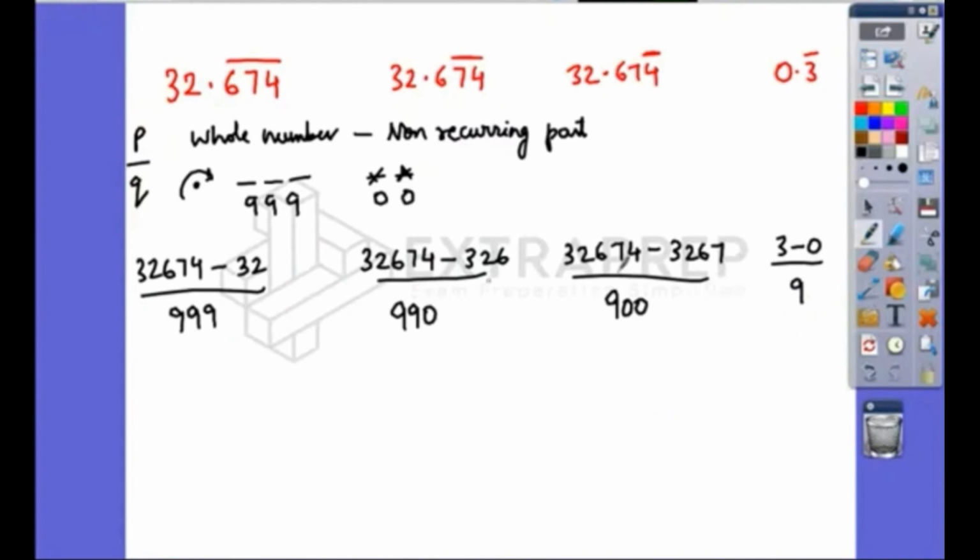Clear? See, 3 by 9 is correct. All these values are correct. But 3 by 9 will not be there in the options. Why? Because you can simplify it further to 1 by 3. Similarly, all these are correct, but you will have to simplify them further till they match your option.